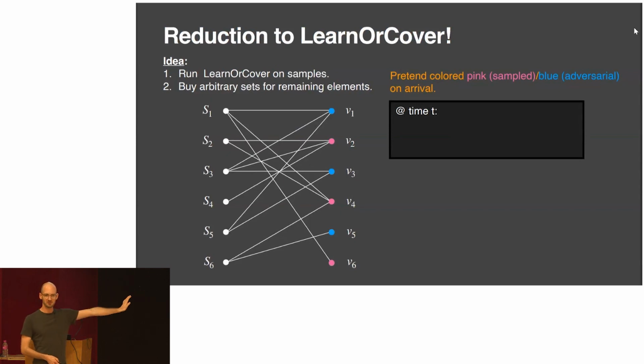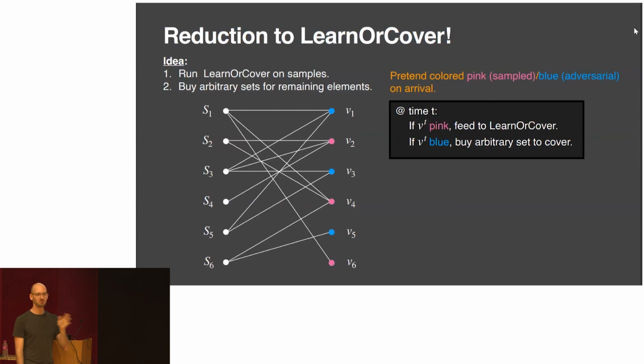And then we're going to run this fake algorithm on this imaginary process. If it's pink, feed it to learn or cover. And if it's blue, buy an arbitrary set to cover it. The point is that, even though this is a fake process, the cost of our algorithm is no more than we pay on this fake process. So it's going to suffice to bound how much we pay in this fake world. Is this clear? Do you see why this is the case?